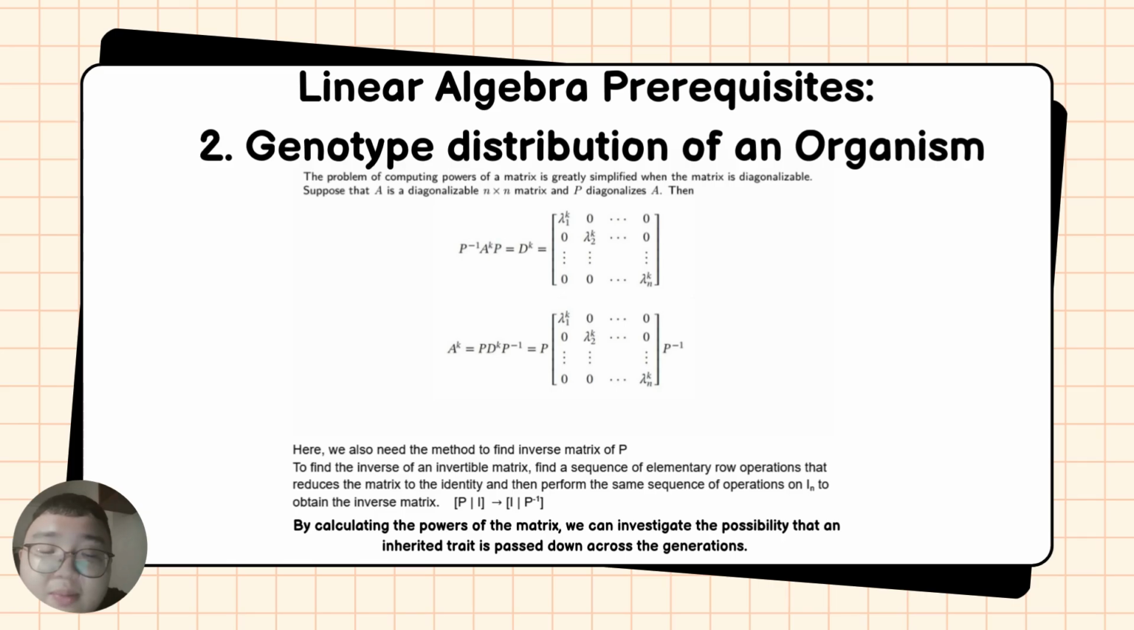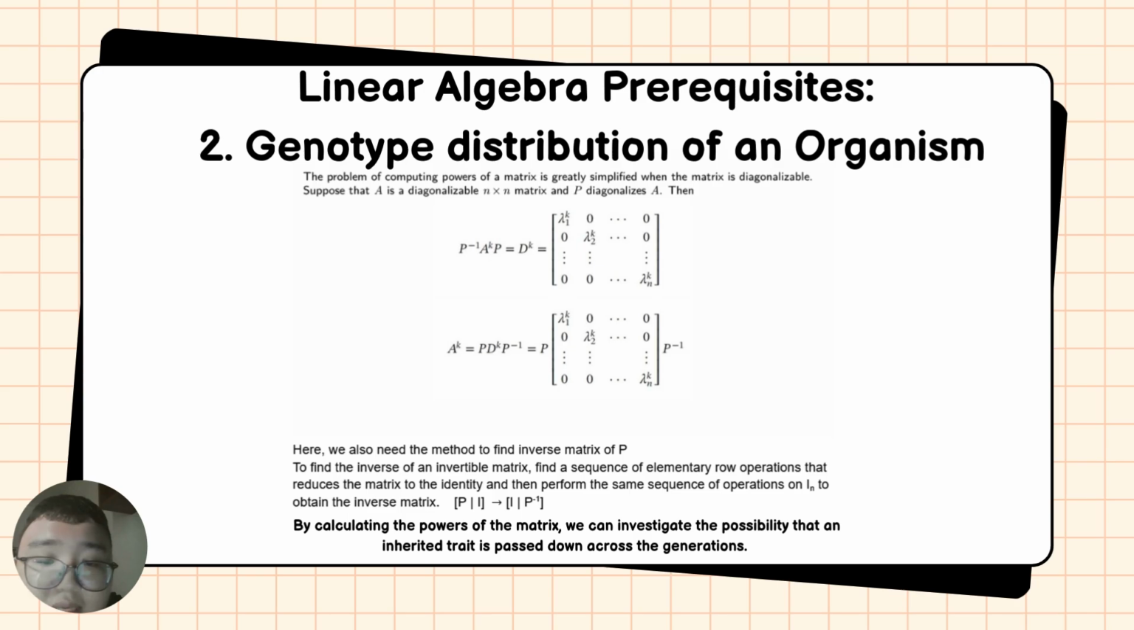In the previous slide we talked about the concept of diagonalization of a matrix. Now we need to use the concept to compute the power of a matrix, which is simplified in this slide. We need to transform the D to the power of k equation into A to the power of k by making it the subject of the equation, because A to the power of k is what we need to find. Here we also need the method to find the inverse matrix of P. To find the inverse of an invertible matrix, we need to find a sequence of elementary row operations, which is simplified in the notation below.